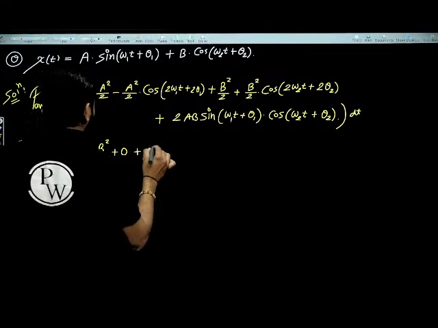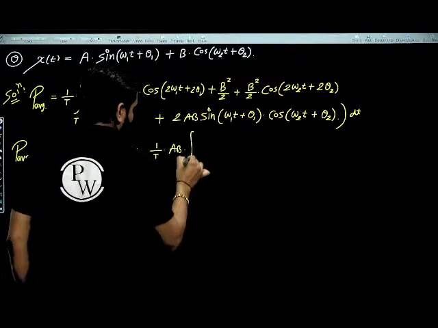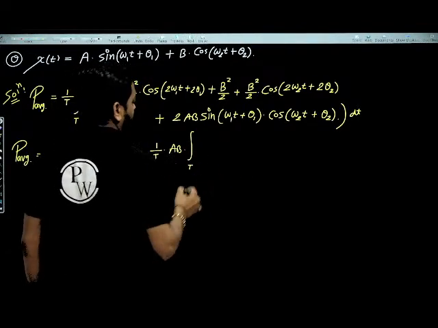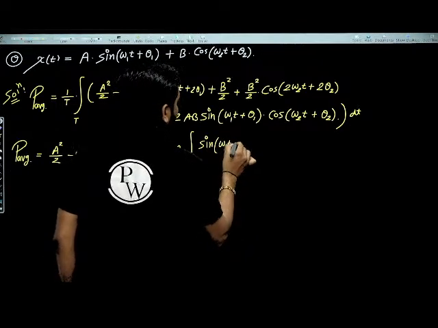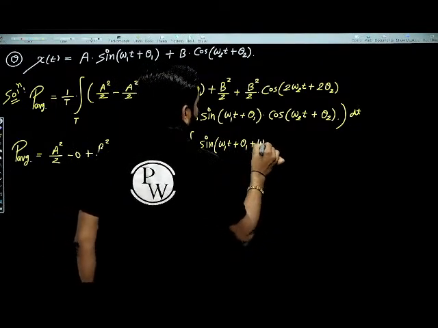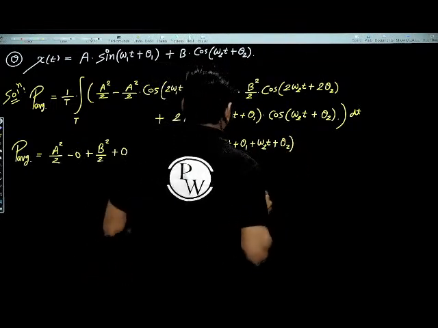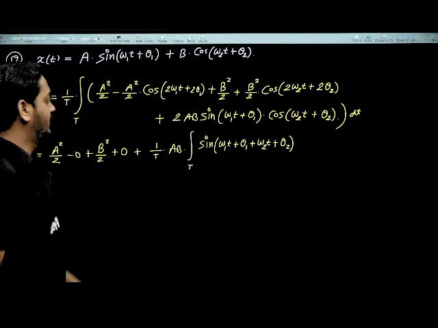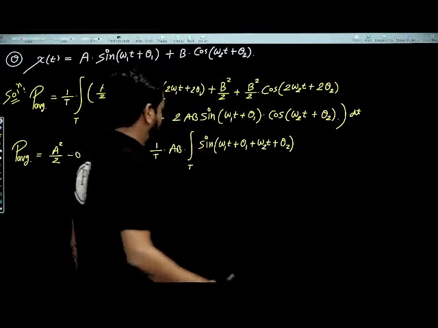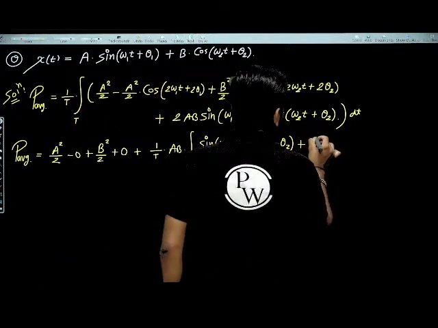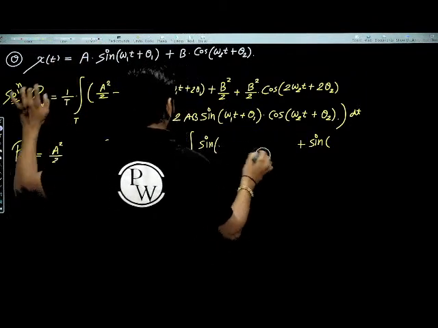Now here 1 by T, AB integration over a fundamental time period, 2SC formula. So sine of omega 1 t plus theta 1 plus omega 2 t plus theta 2, guys. Correct? Yes or no? So here two frequencies will generate omega 1 plus omega 2, and the second one is omega 1 minus omega 2. So here we can write like this. Can we say like this?